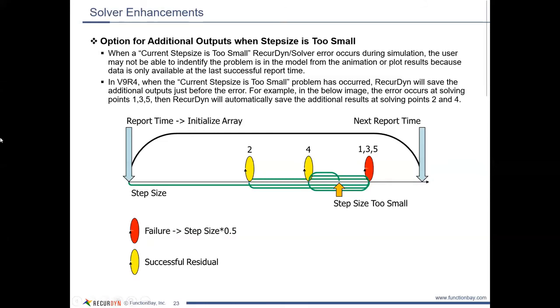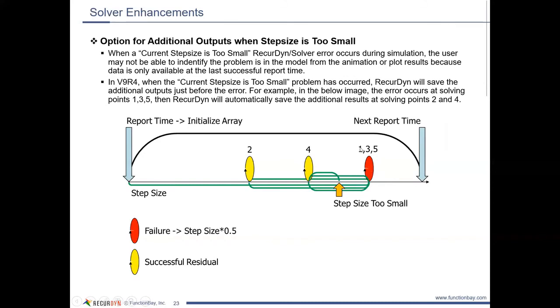So we have the reporting time, and then the integrator takes some steps, and then maybe it takes the next step and hits a problem. If it hits a problem on the first try, that's what number one is all about, corresponding to this red thing. It takes the big step, and then it tries to converge, and it cannot.